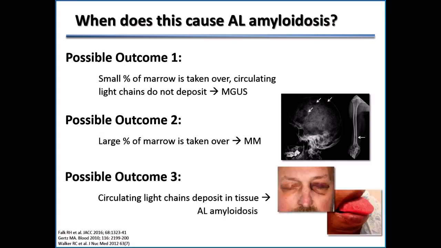Outcome number three is when the light chain... The point is that whether you develop light chain amyloid is really not how much of the plasma cells you have or how much of the light chains you have, but rather how prone the light chains are to misfolding. So it's possible to have a very small plasma cell population and have significant light chain deposition.